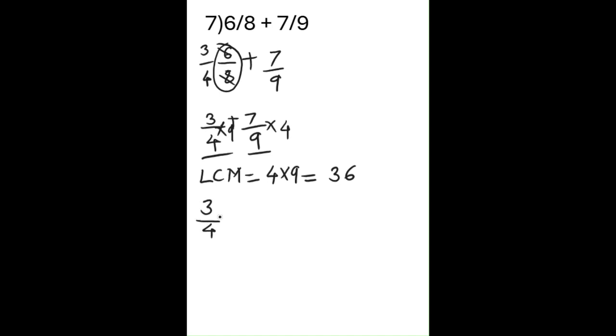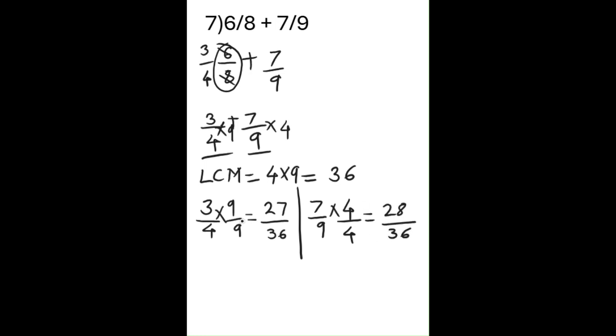So 3 by 4 multiplied by 9 by 9, you will get 27 by 36, and the second fraction is 7 by 9 multiplied by 4 by 4. Here you will get 28 by 36. Now both these fractions can be added together directly because now they have the same denominator. So 27 plus 28 by 36. So you will get the answer as 55 by 36.